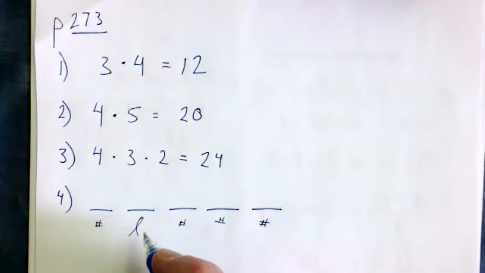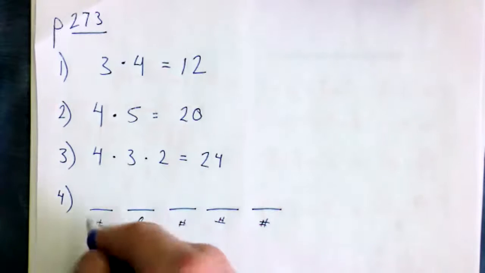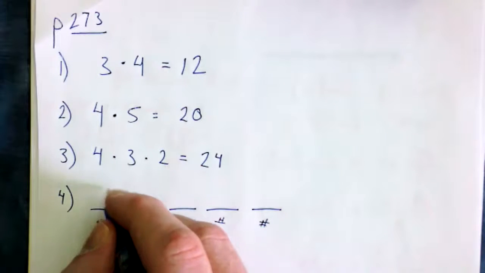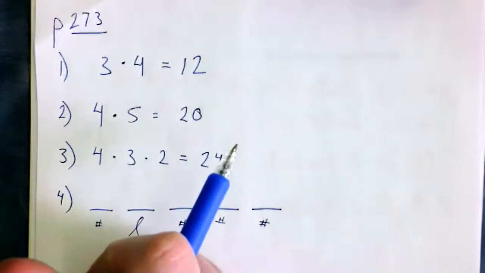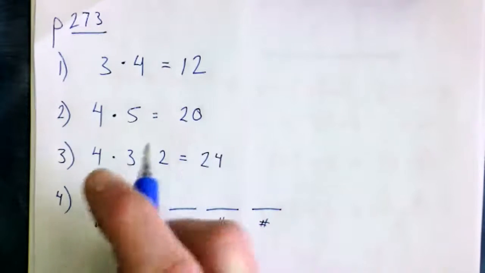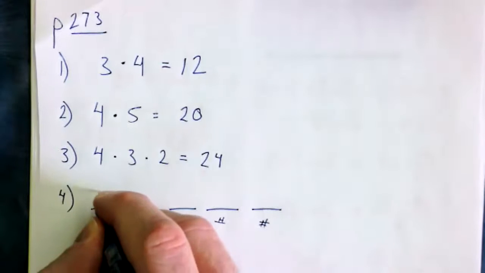Oh no, this isn't a letter. The code consists of 4 digits. First of all, let's start with that. How many different single digit numbers are there? There's 10, right? Start at 0, 0, 1, 2, 3, 4, 5, 6, 7, 8, 9. That's 10.